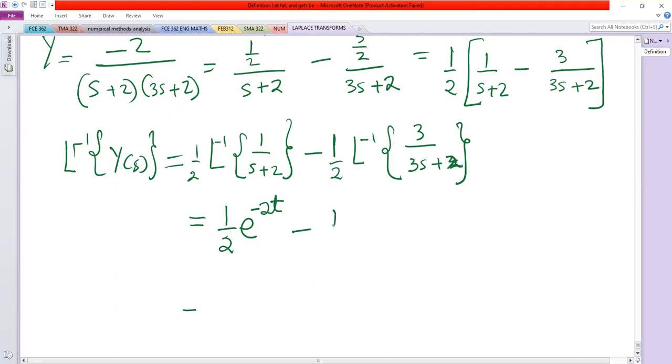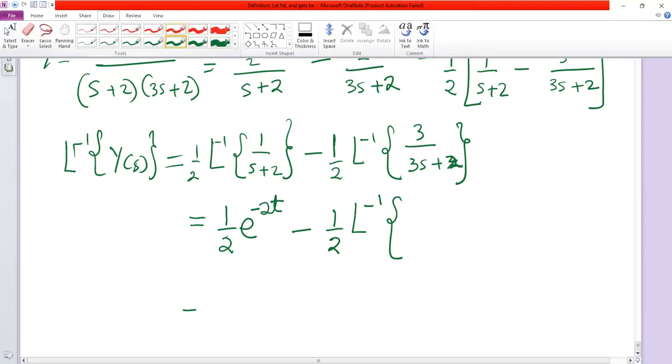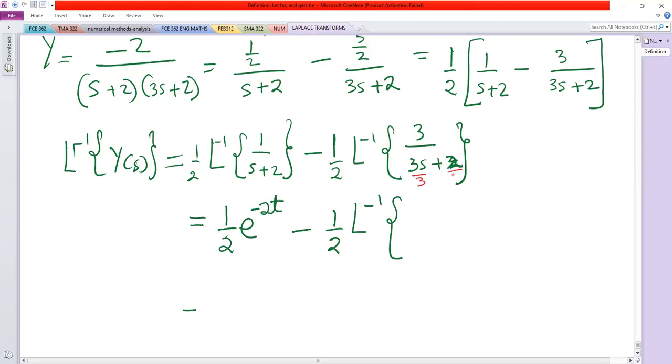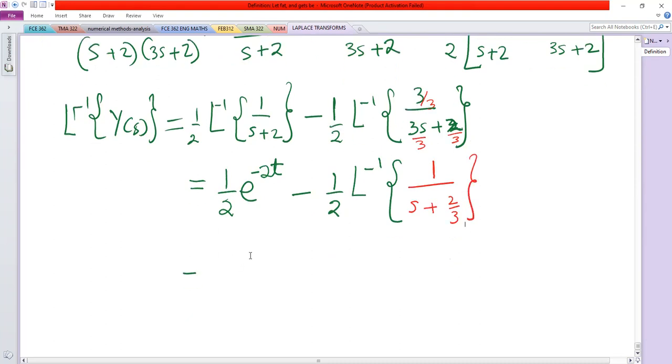But this one, we can write it as minus a half, and then the inverse Laplace transform of, now we make this one, we divide every term here by 3. So we write this one, divide by 3 over 3 over 3. So that will have 1 over s plus 2 over 3. By doing that, that will give us a half e raised to the power minus 2t minus a half e raised to the power minus 2 over 3 t. So this is the value of y of t.